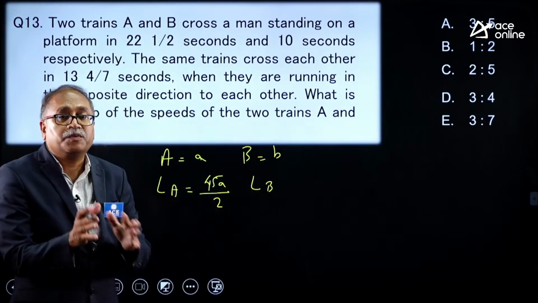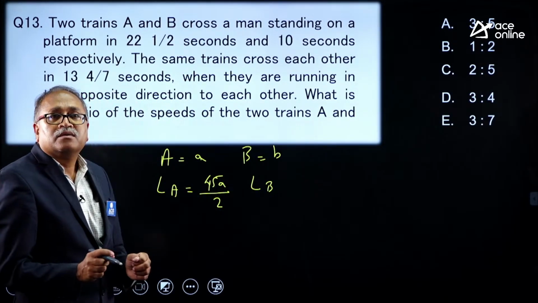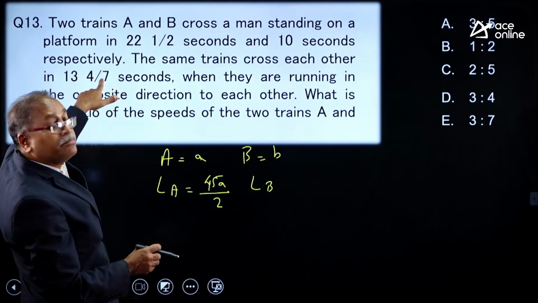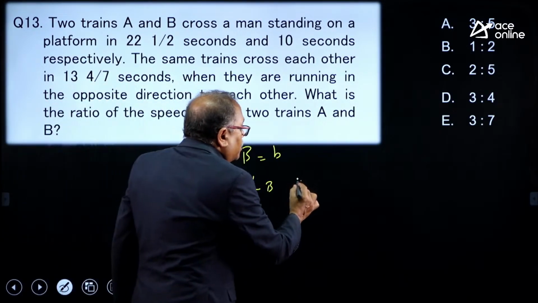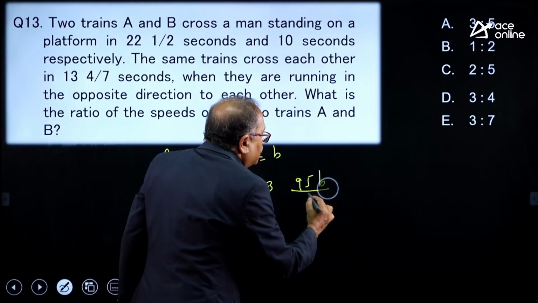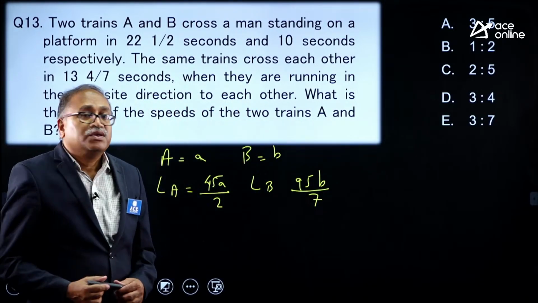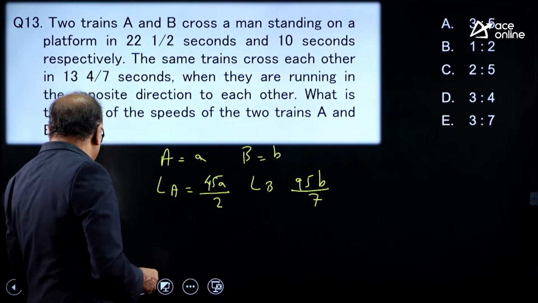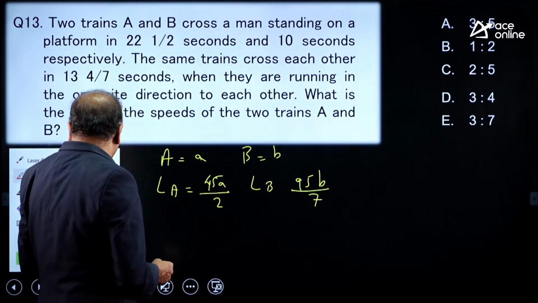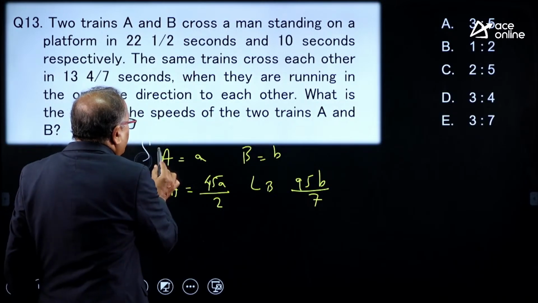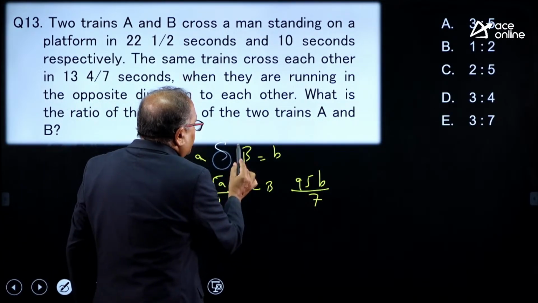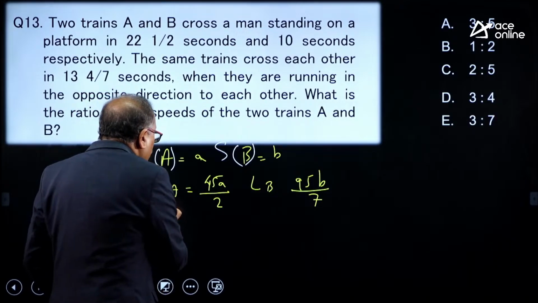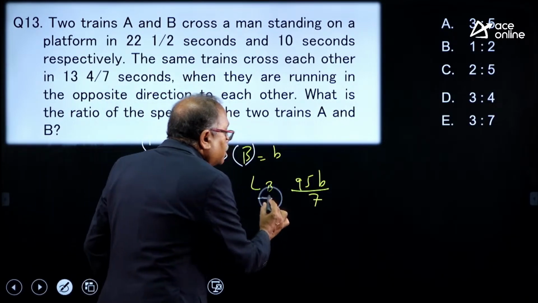And what is the length of B? I assume that the speed of B is B. Here the time is 95 by 7, so the length is 95B by 7. A and B are the speed of A and the speed of B. So we got the length of A and the length of B.